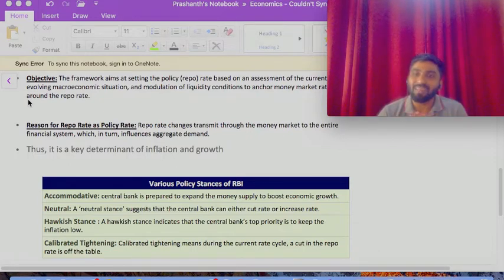In the neutral stance, either an increase or a decrease can happen within the interest rate. And within a hawkish stance, the central bank's top priority would be to keep the inflation as low as possible. And the last one, which is calibrated tightening, means there is no way that the central bank is going to reduce the interest rate. In this current cycle, it is planning to increase the interest rate in order to cut down the inflation. So these are the 4 stances which the RBI follows when taking a decision based on the monetary policy committee.